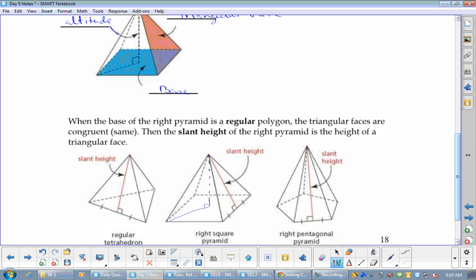Okay? So we're going to use slant height for surface area, because that's the amount of material I would use, and I'm going to use the actual height when I find the volume of it.